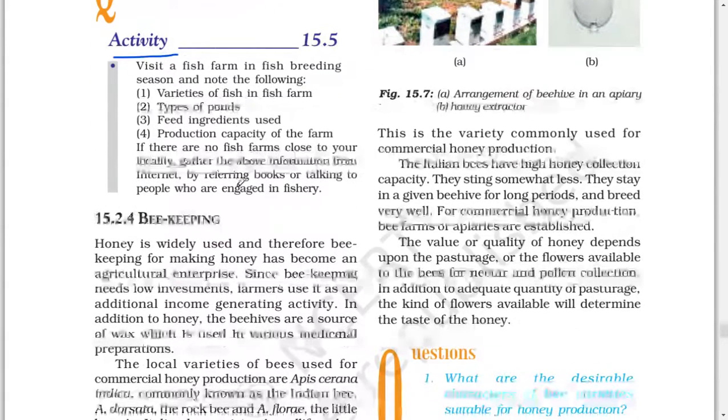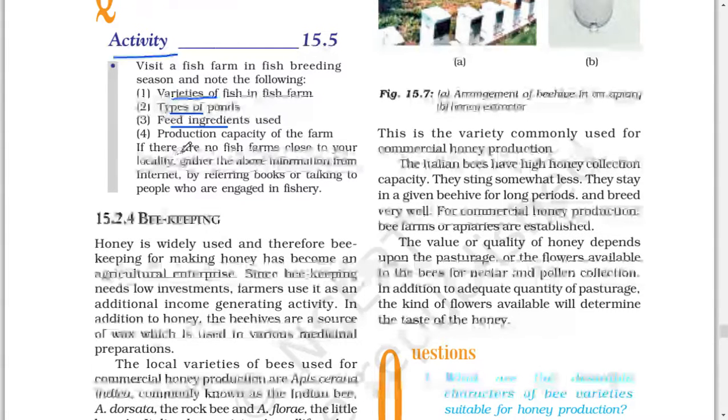Visit a fish farm in a fish breeding session and note the following: variety of fish in the fish farm, types of pond, feed used in breeding, production capacity of the farm. If there is no fish farm close to your locality, gather the above information from the internet, by referring to books, or by talking to people who are engaged in fishery.